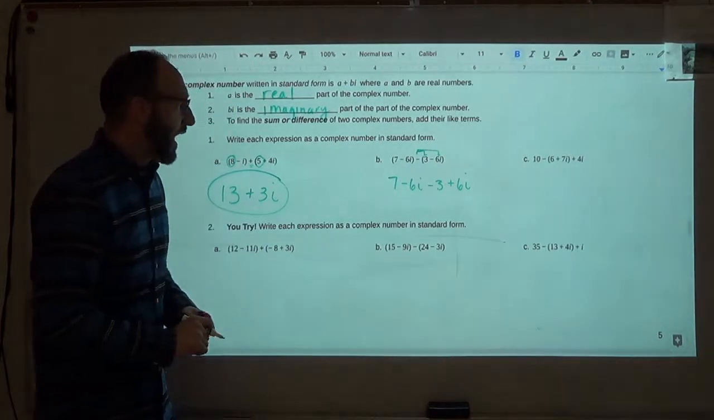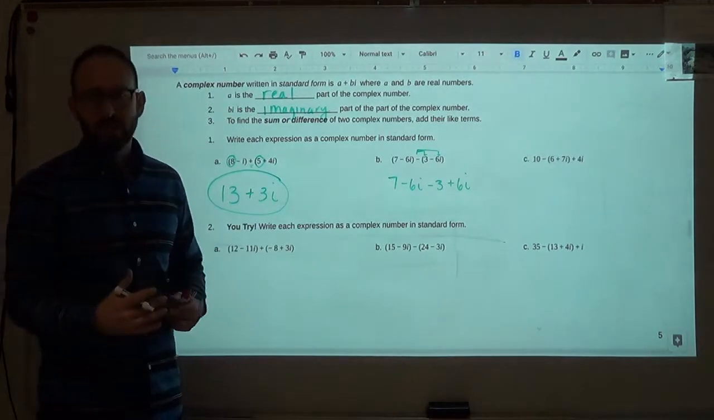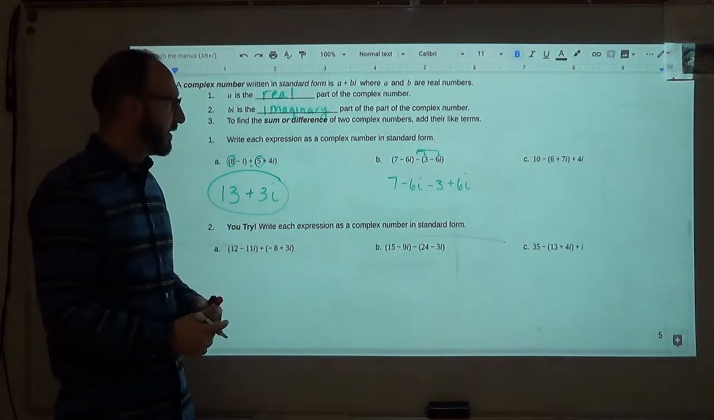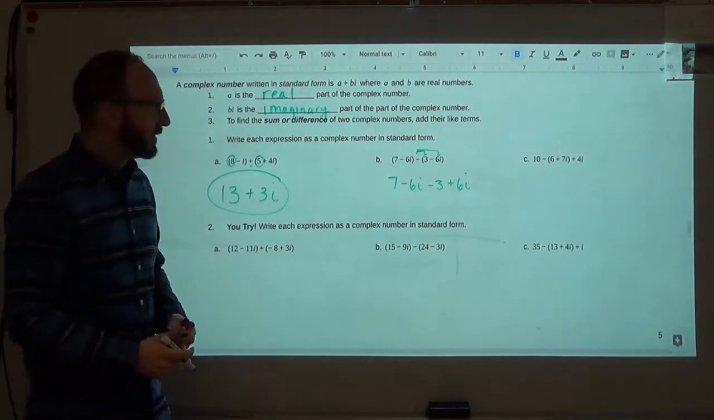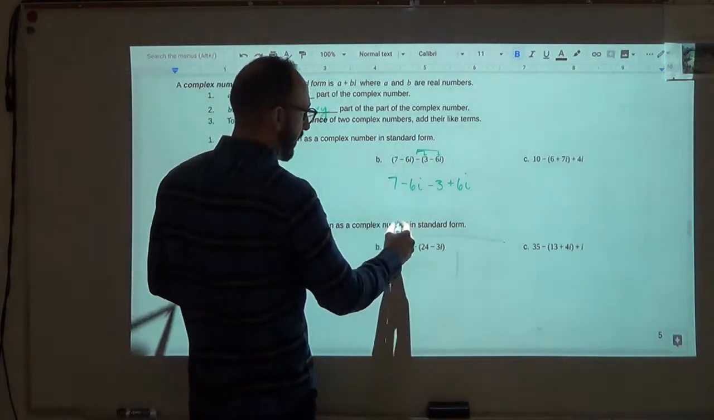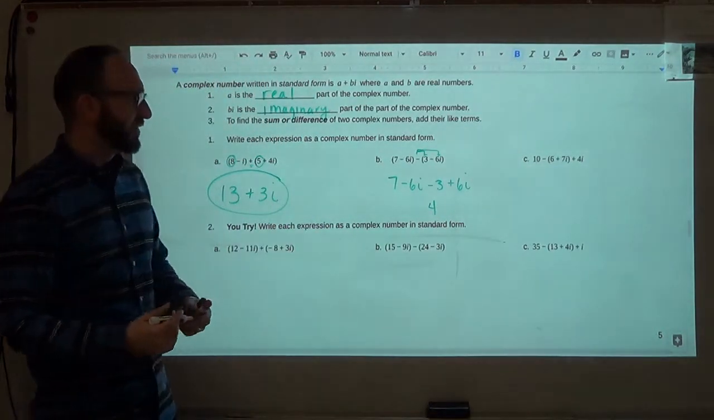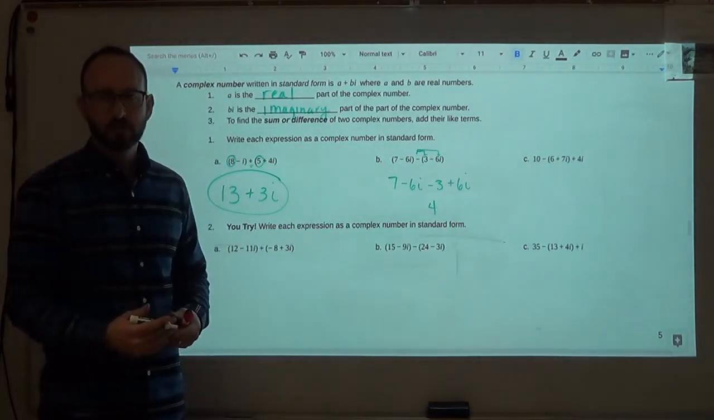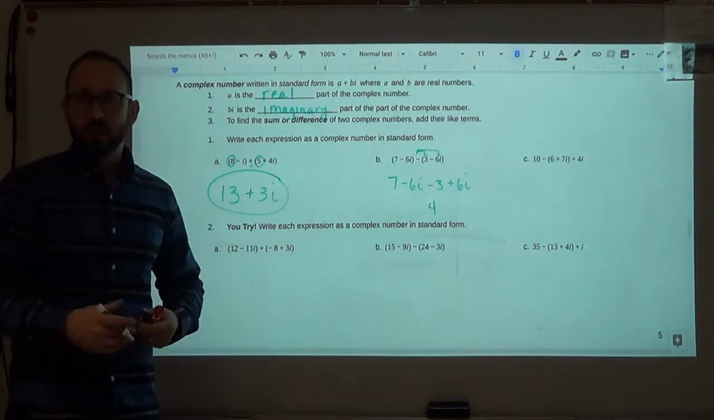Okay. Now you're kind of back to what you did in the previous problem, which is combining like terms. What terms can we combine here? 7 and negative 3. And what's the result there? 4. Okay. And then negative 6i and positive 6i would be 0.